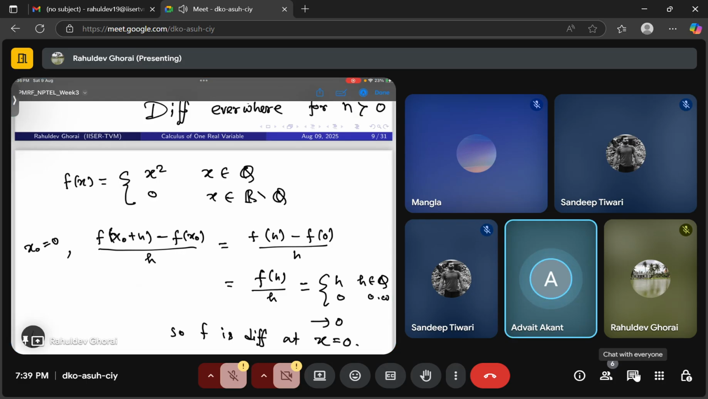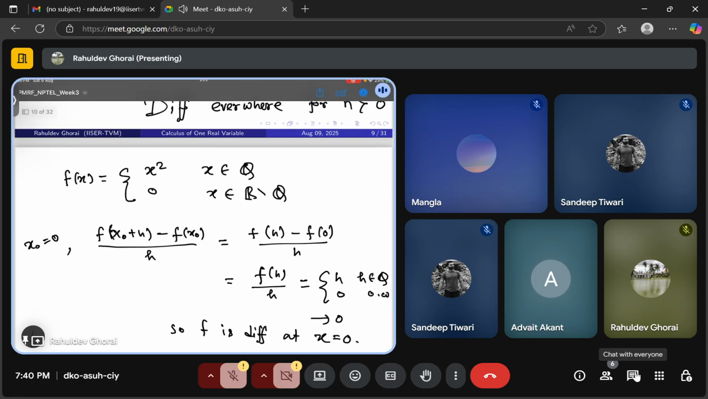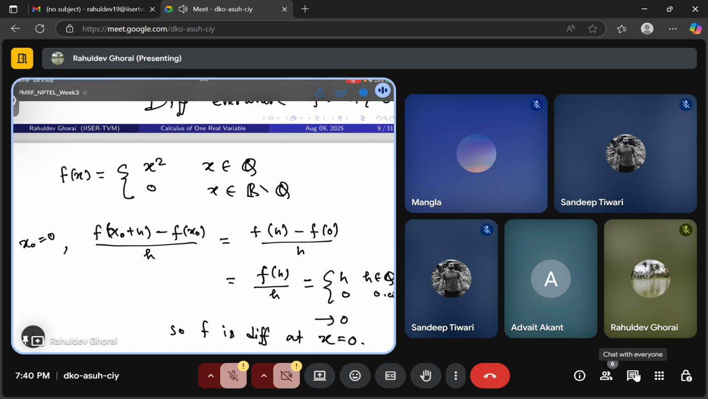So again, we can divide it into cases. You stay, and I'll ask you. You come a little after some time. Let the others think about why at x equal to 0 people can understand it, right? Others, you can understand why at x not equal to 0 or x equal to 0 the function is differentiable or not.